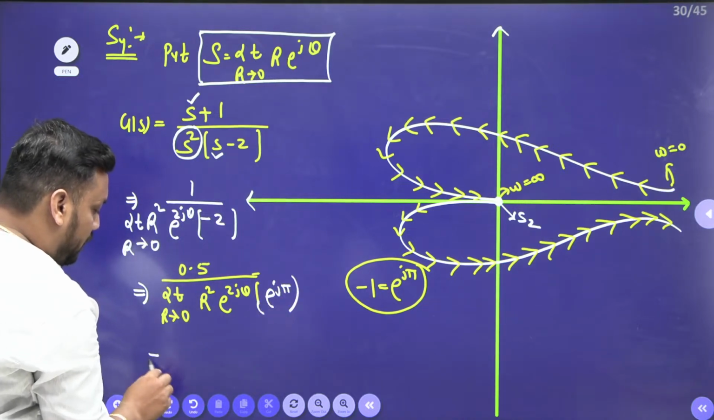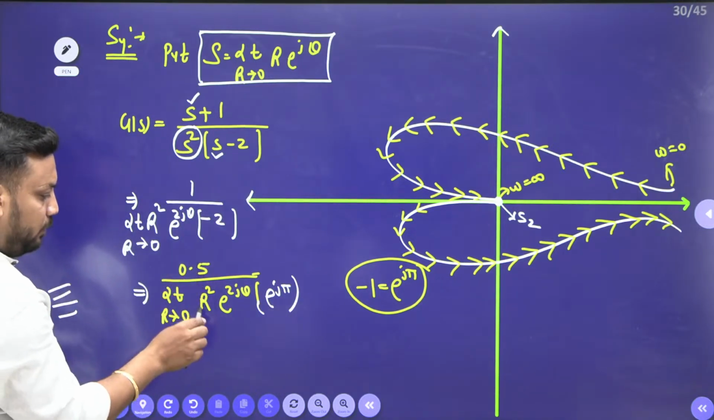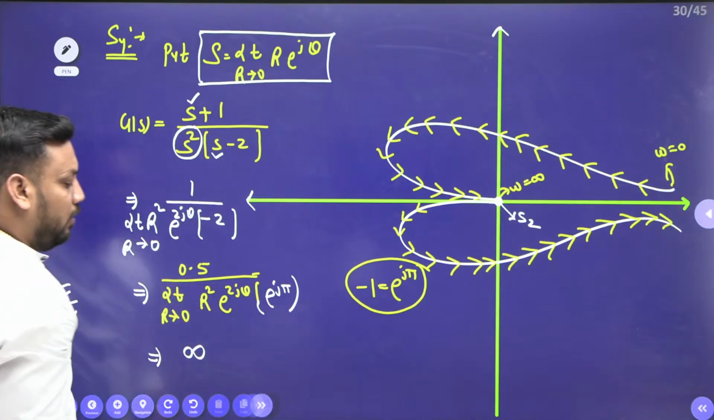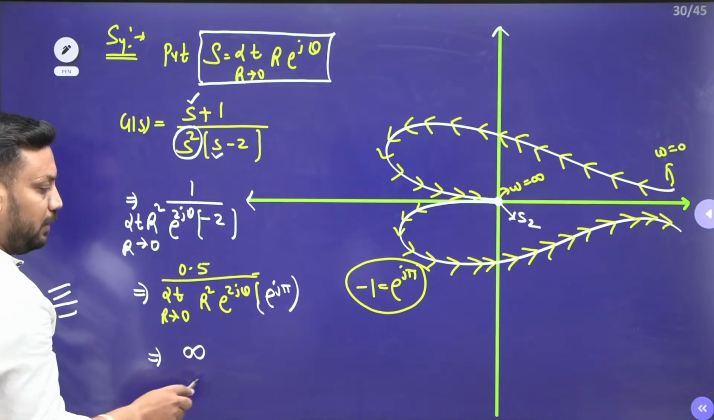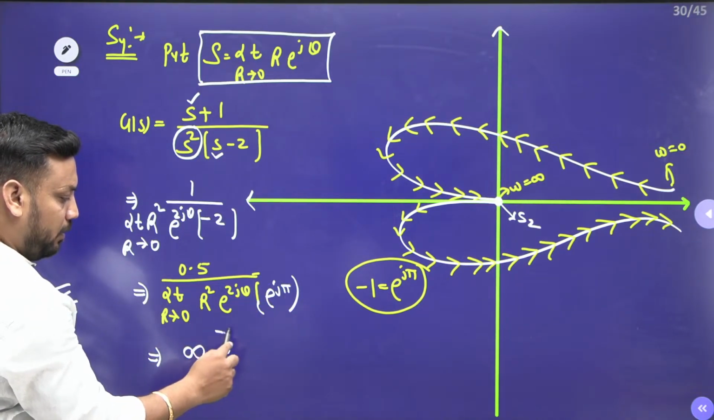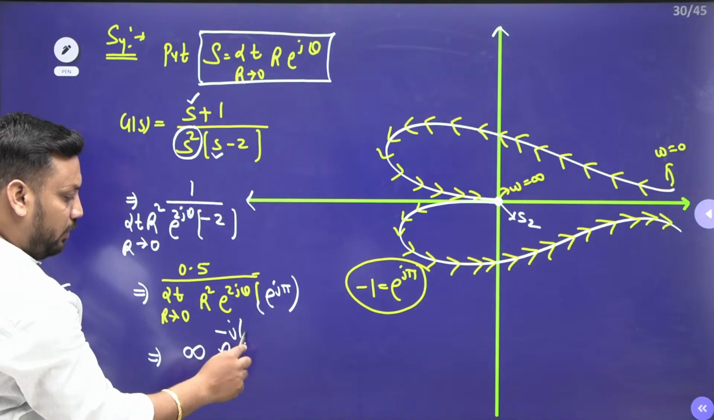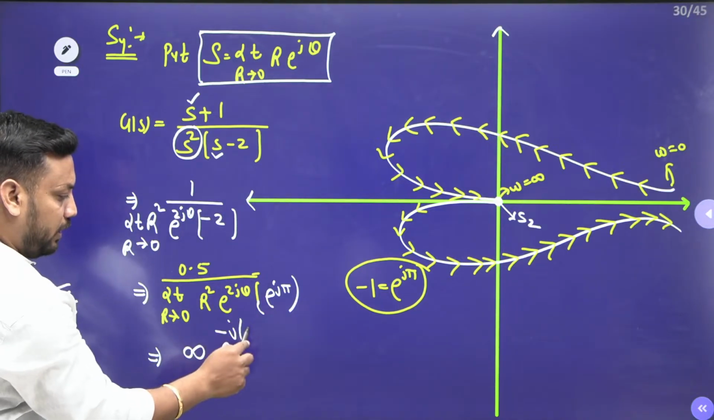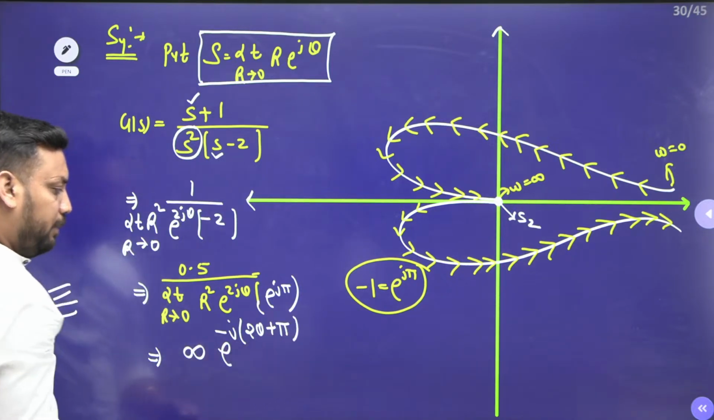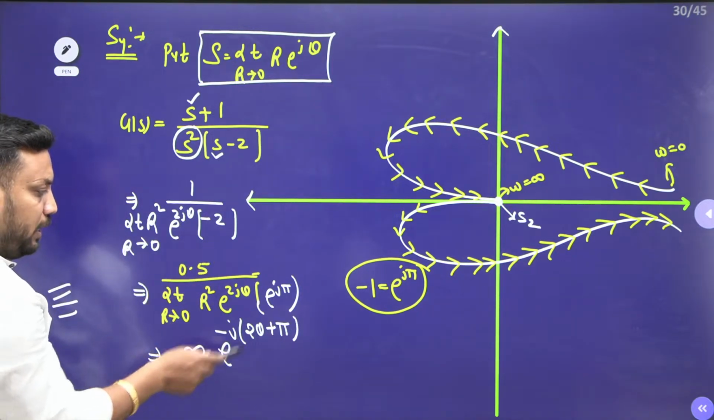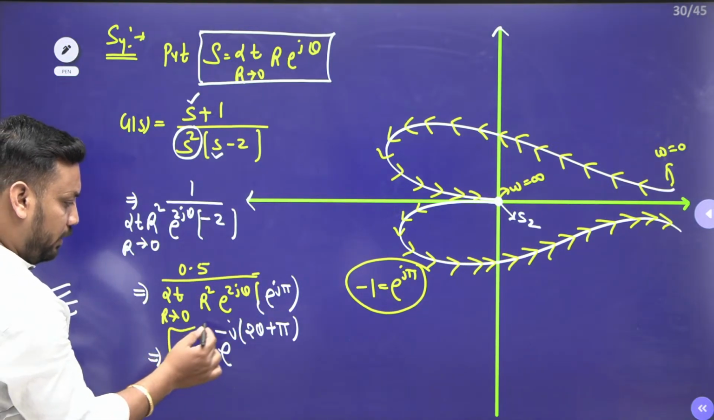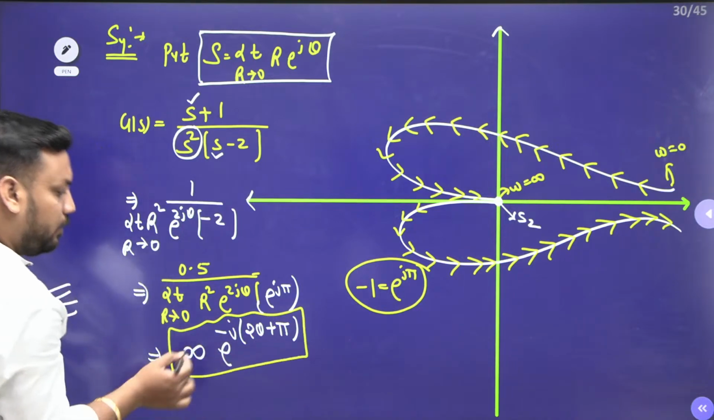now ultimately guys, 0.5 upon 0 is infinity. So magnitude goes to infinity, but whenever the curve goes to infinity, angle becomes important. So e to the power 2j theta and e to the power j pi, it will be e to the power minus j. When you take it common, this is also negative, this is also negative, so inside the bracket you will get 2 theta plus pi. Why? Because it is e to the power minus 2j theta, and then e to the power minus j pi. So when you take common, you will get this only. Where theta is what?